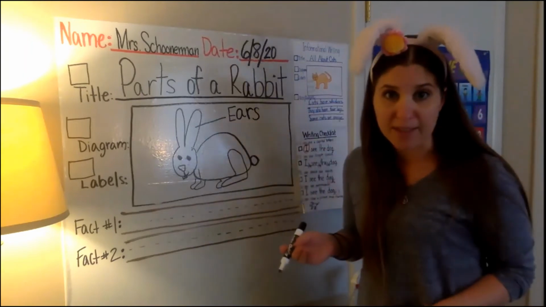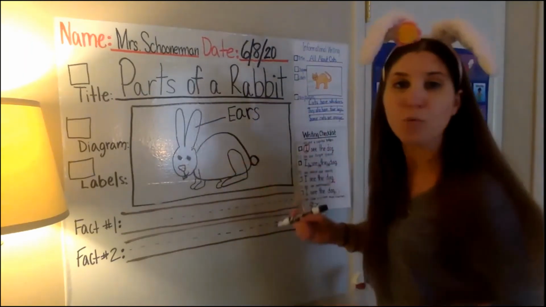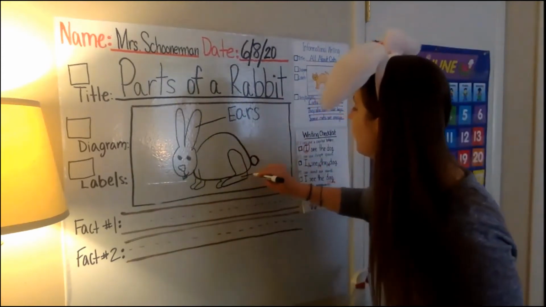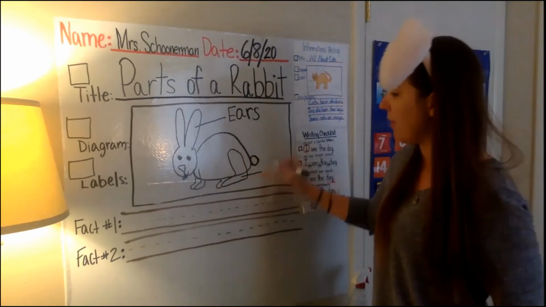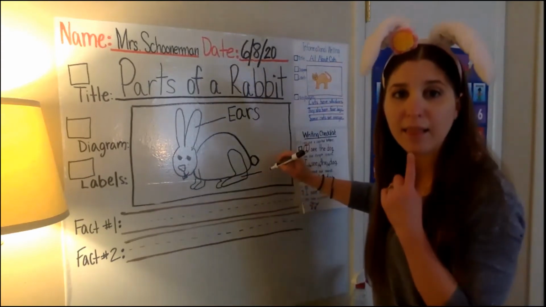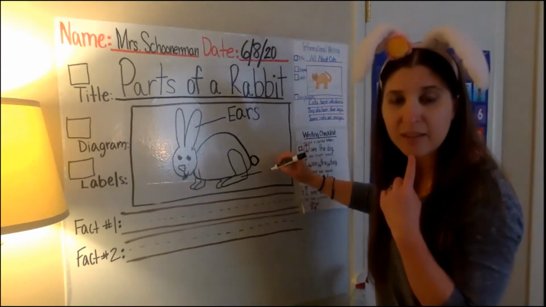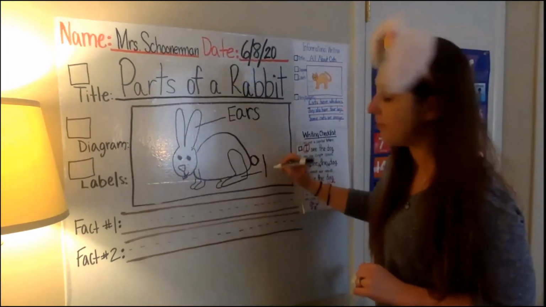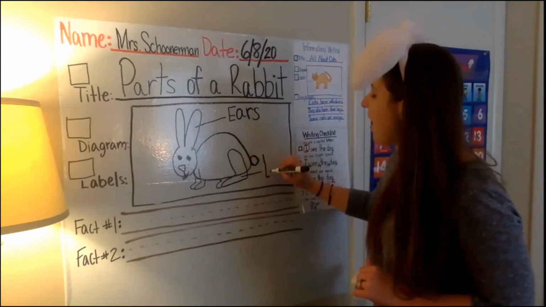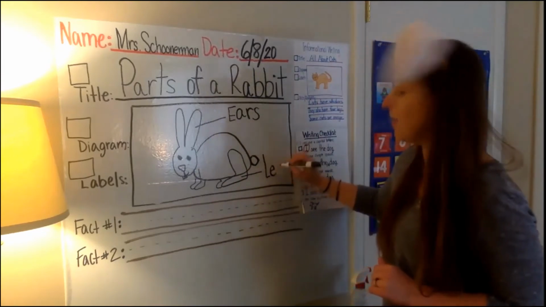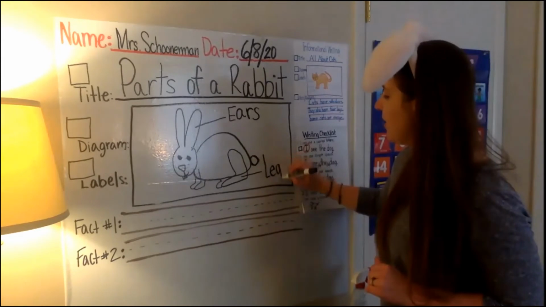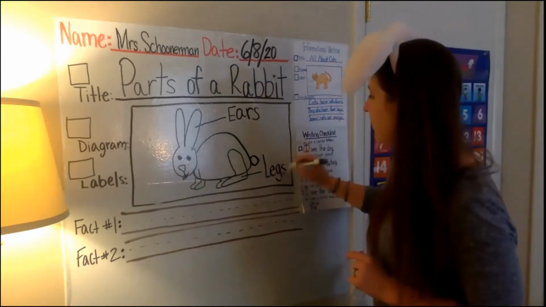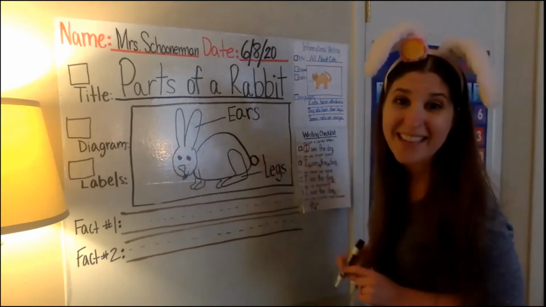Something else rabbits have. We're going to write legs. Rabbits have legs. So I'm going to draw another line and write leg. Legs. L, L, E, G, G, legs, S.